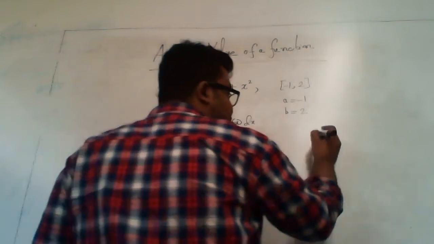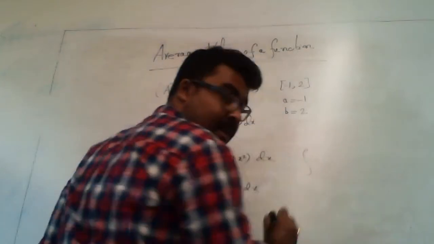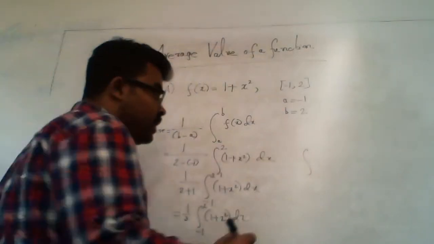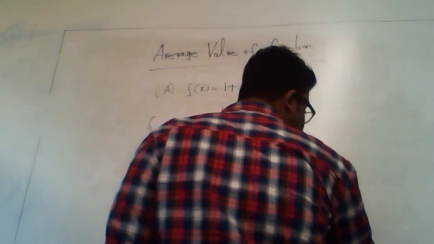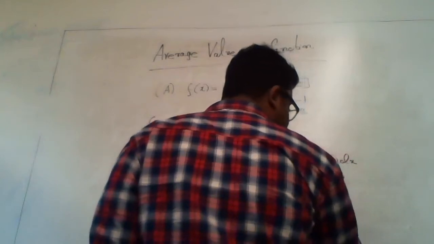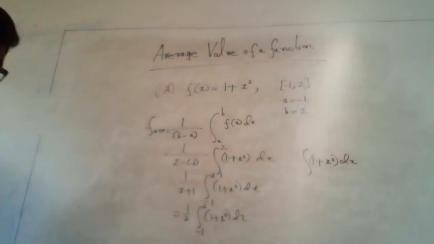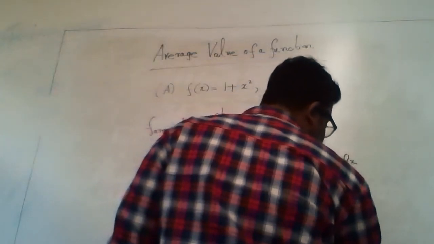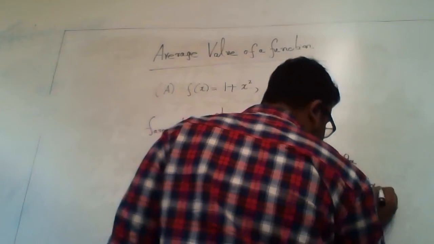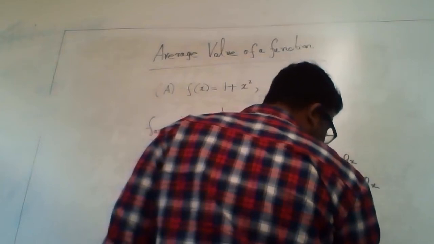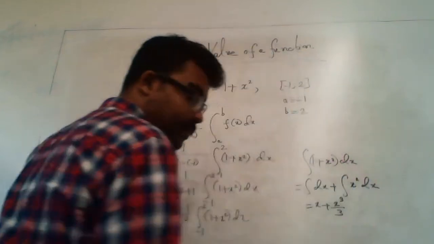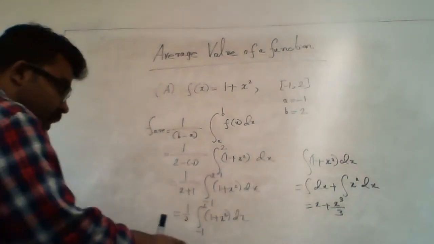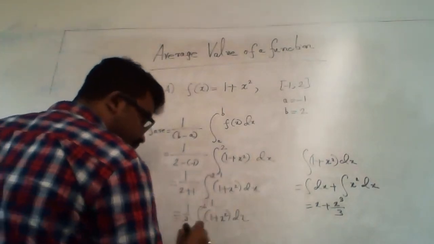So let's first compute the simple thing. Let's first compute the integral of 1 plus x squared dx. What is the value of this integral? This is the integral of dx plus the integral of x squared dx, which is x plus x cubed by 3. This is the value of this integral. Now you need to put in 2 and minus 1 and find their difference.